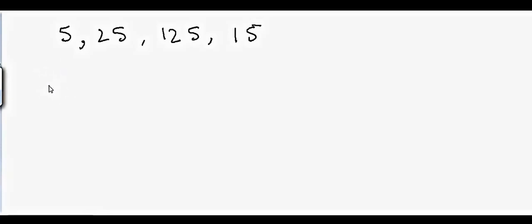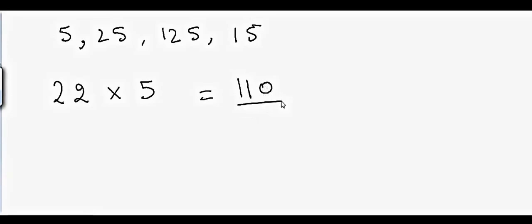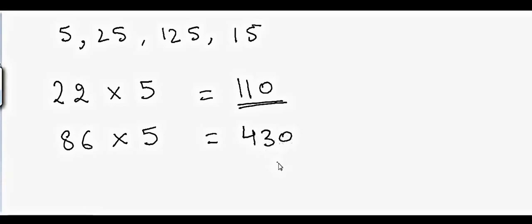So in case of 5, suppose I have a number 22 and I want to multiply it by 5. So all I have to do is divide 22 by 2, that will be 11, and then put a 0 in the end. So that will be my answer. Again, let's say I have 86 and I want to multiply it by 5. So all I will do is 86 divided by 2, so that is equal to 43, and then put 0 in the end, so that will be 430.